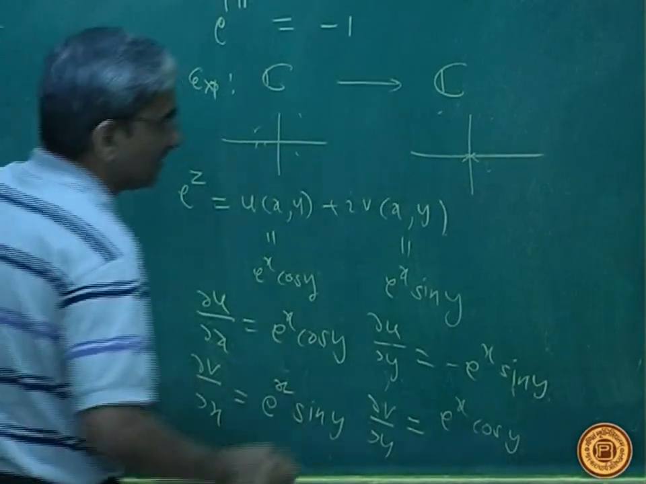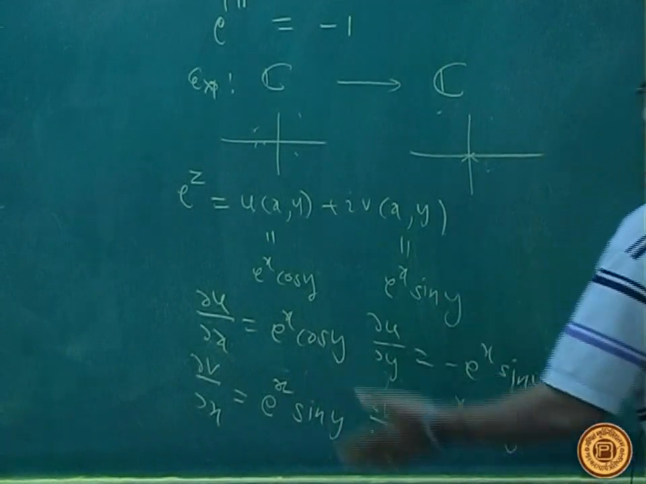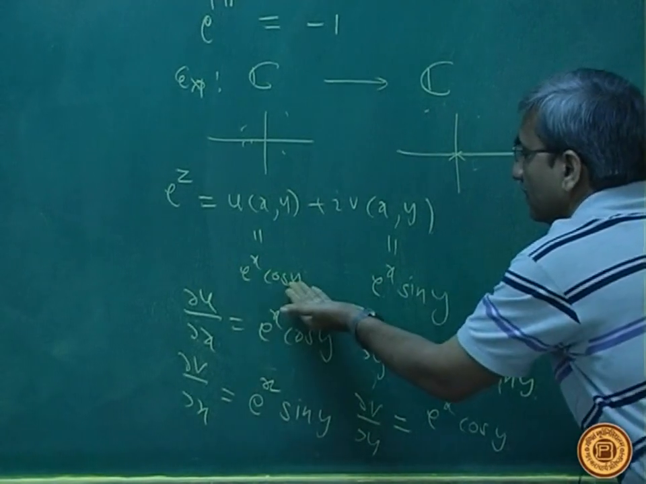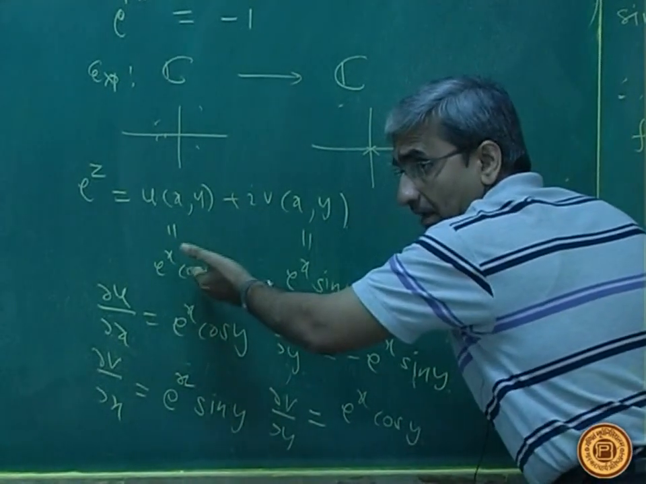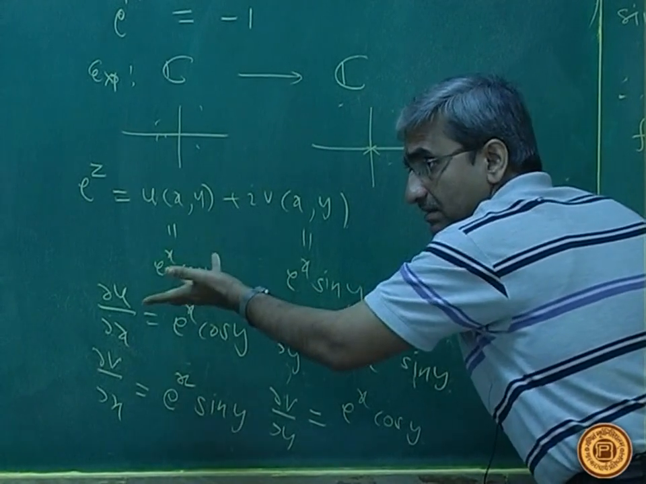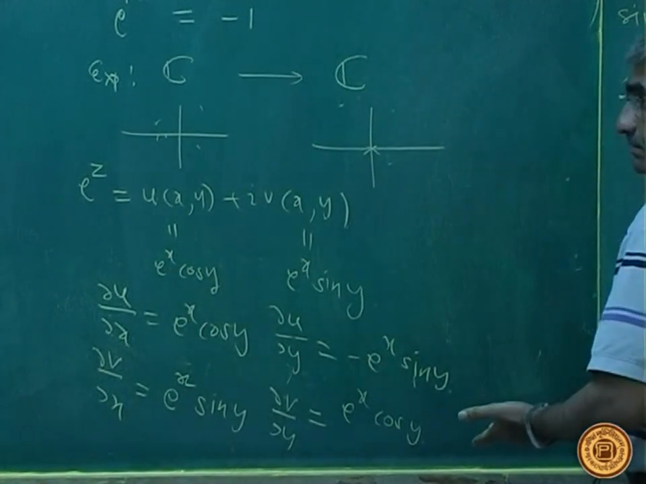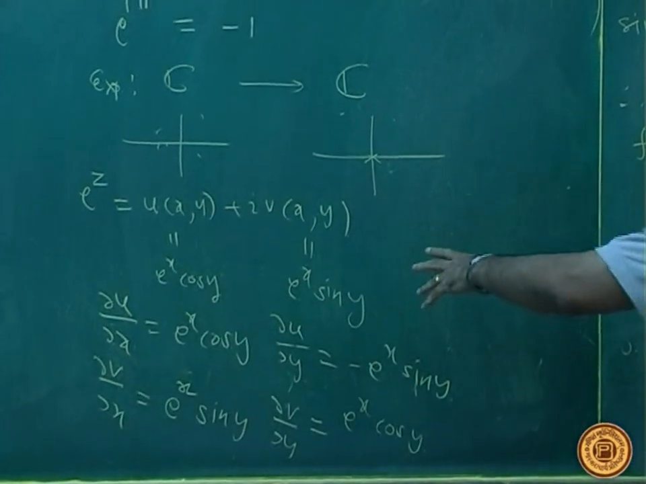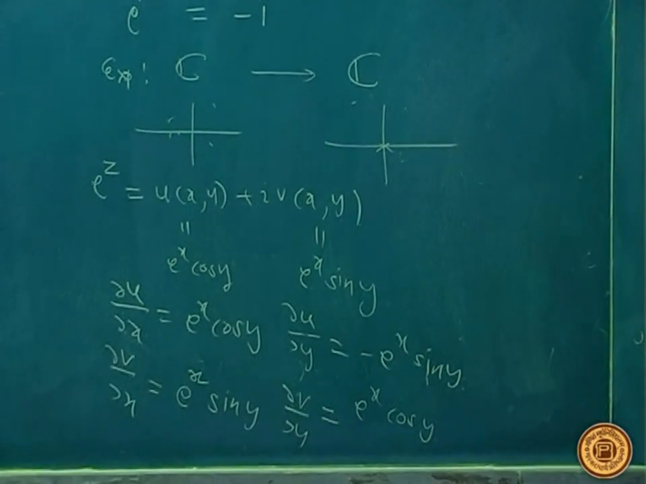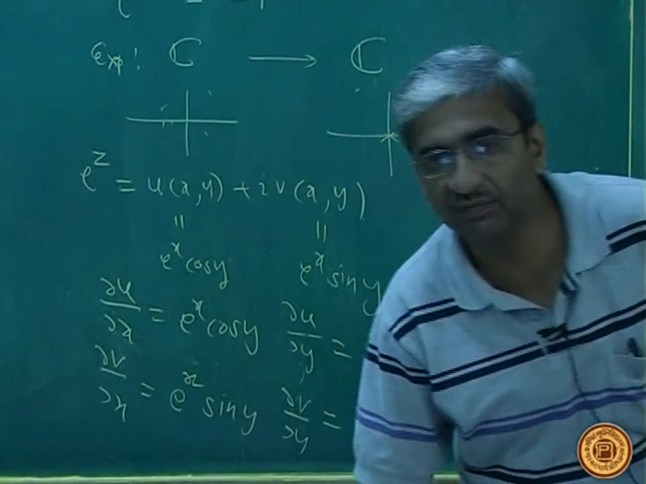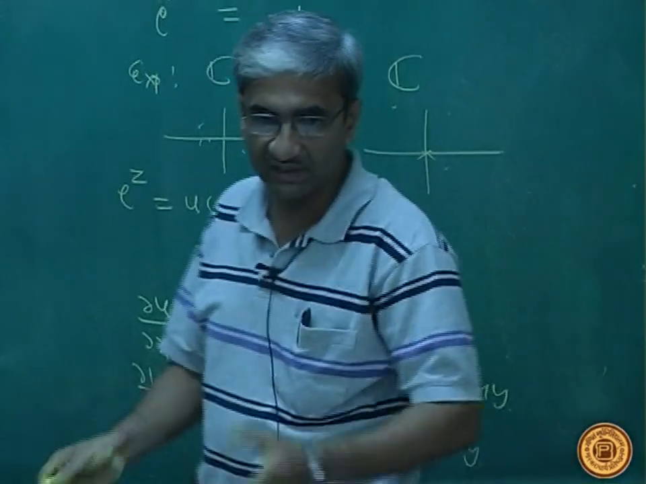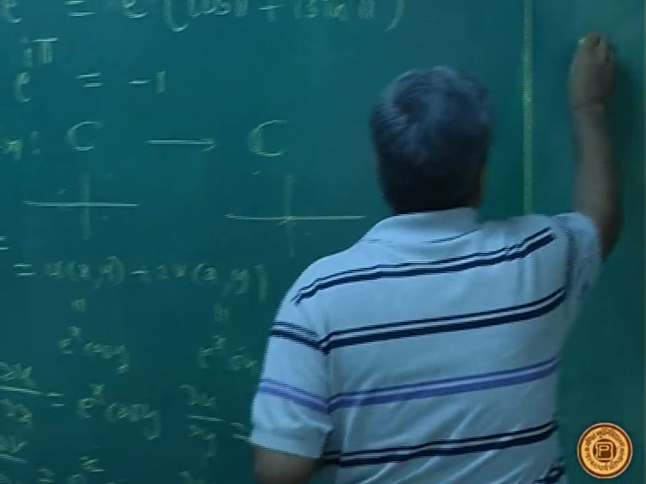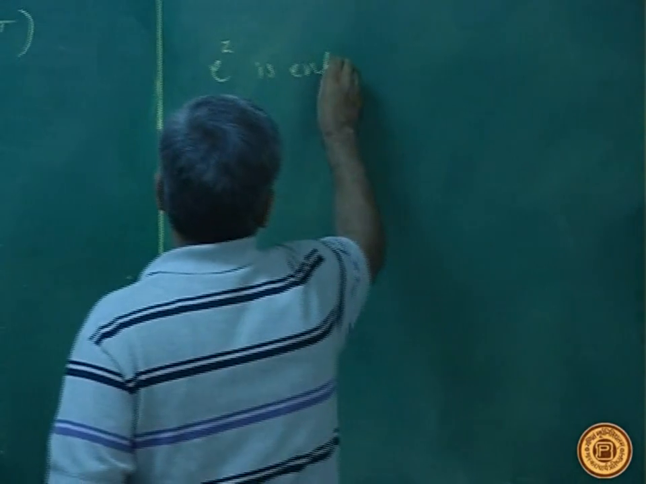So the Cauchy-Riemann equations are satisfied at all points, and these functions u and v are differentiable everywhere. This is the exponential function. This is our trigonometric function of real variables. As functions of real variables, they are very nice. They are infinitely differentiable. And further they satisfy the Cauchy-Riemann equations. So what happens? This e to the power z is an entire function. If the functions u and v are differentiable and if they satisfy the Cauchy-Riemann equations, then we know that the resulting function f is analytic. So e to the power z is an entire function.